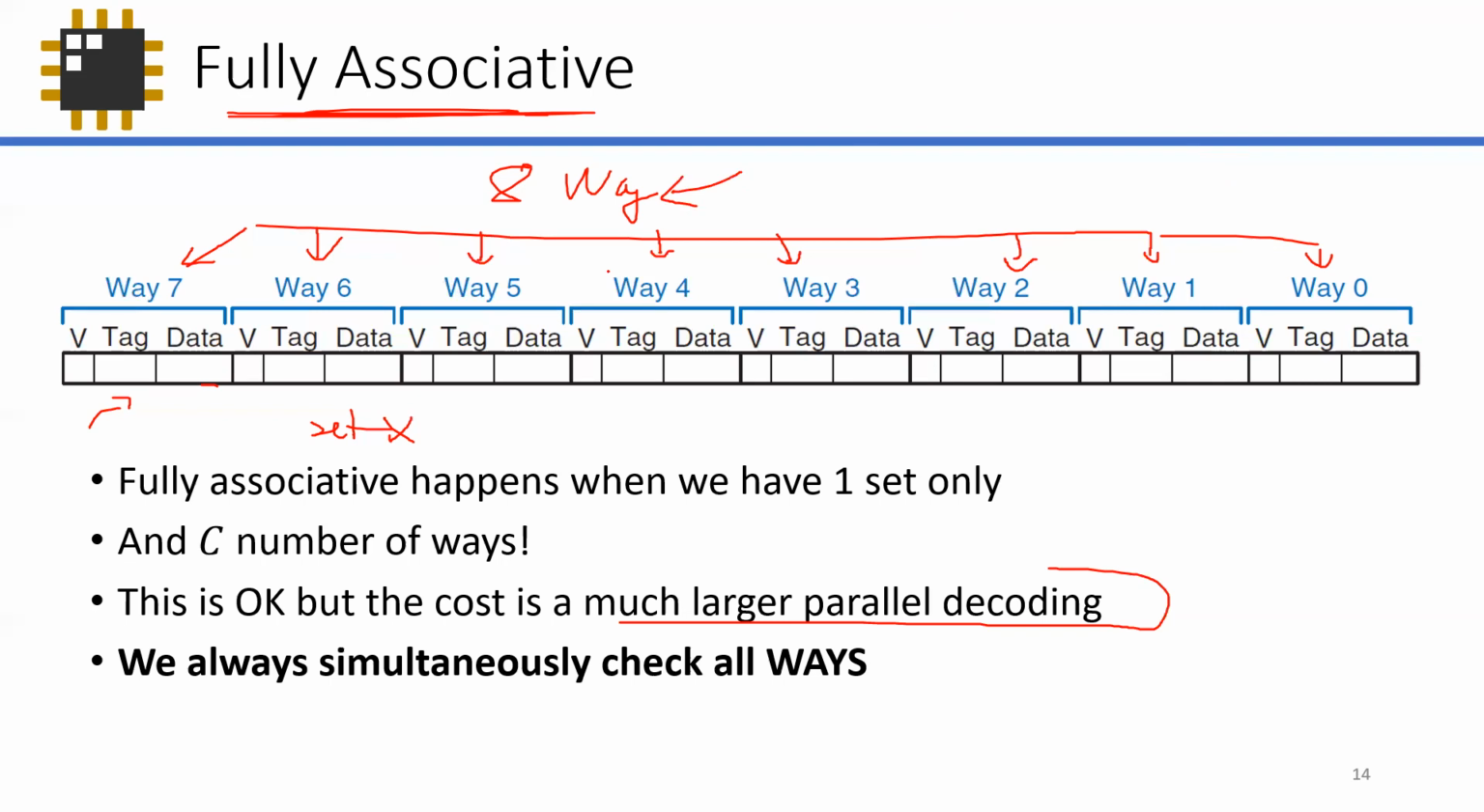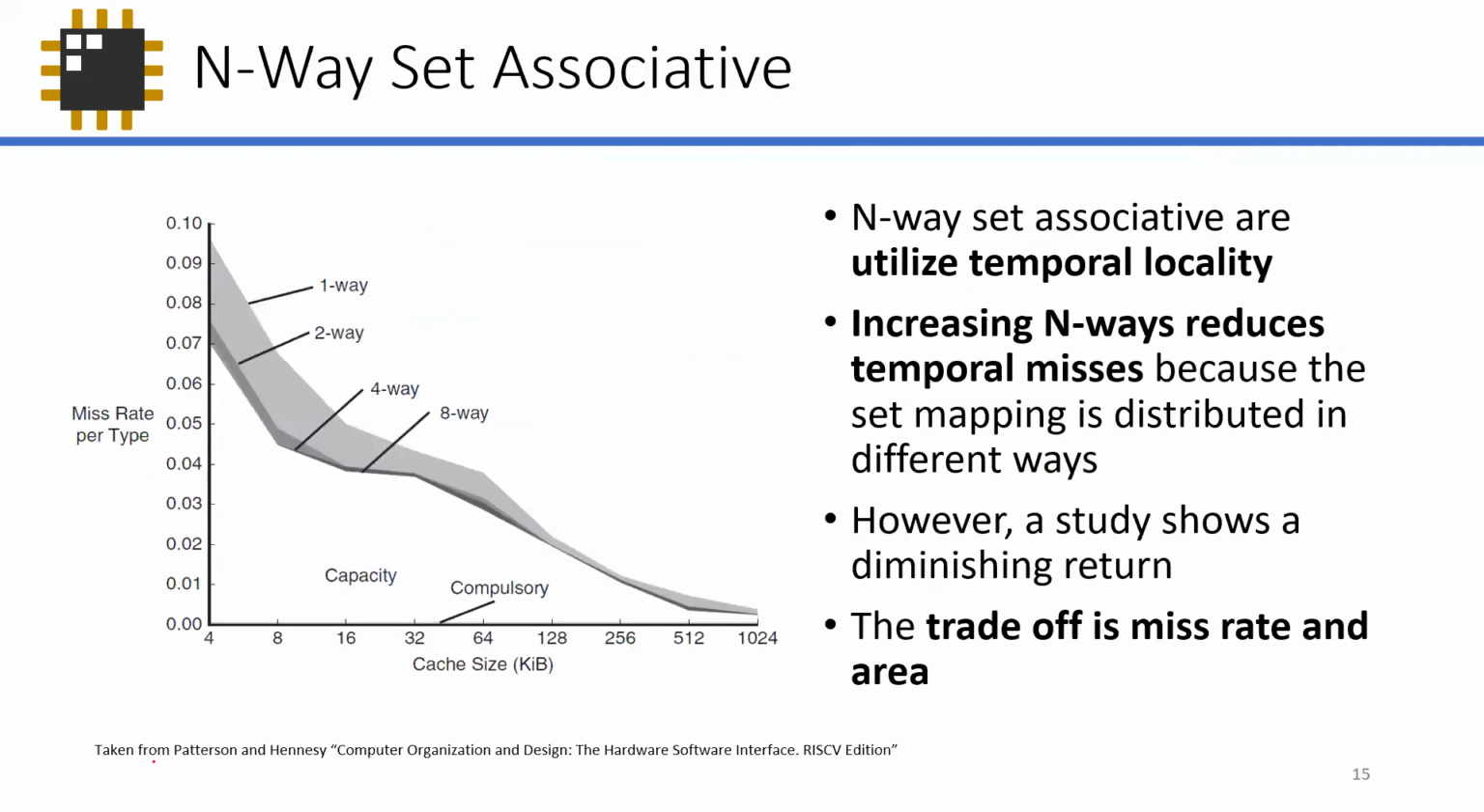Now, someone already studied this, in the Patterson and Hennessy book. The n-way set associative utilizes temporal locality, as we've seen earlier, not a problem. But here's the interesting thing. This is the miss rate, actually. The number of misses that you have in a one-way is pretty high. But if you move to two-way and four-way, you have diminishing returns, right?